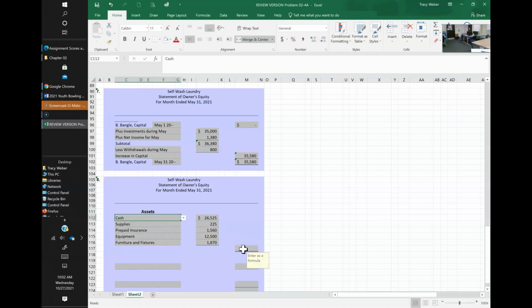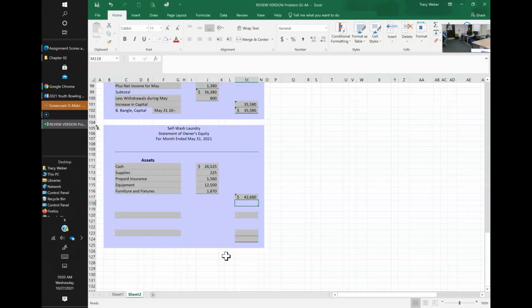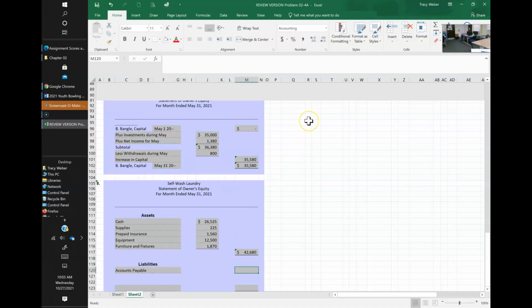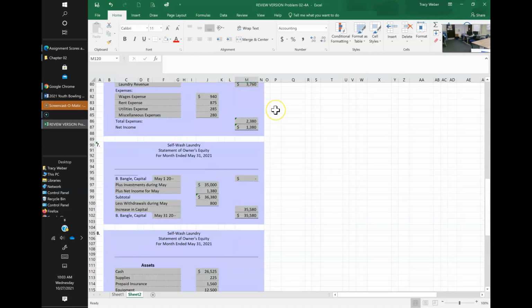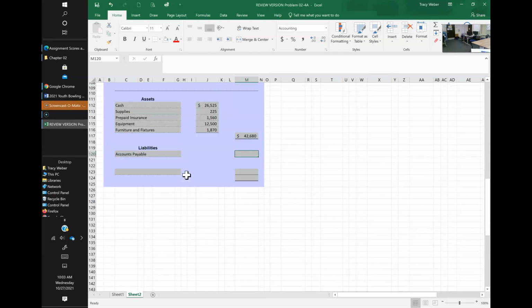Okay, so I'm going to click here, and I'm going to do auto sum, and I'm going to click here in the first number and drag to here, and there we have that. So now the last part of the accounting equation is adding liabilities and owner's equity. So here is liabilities, and this is our accounts payable, and the balance on the trial balance for that up here is $7,100.